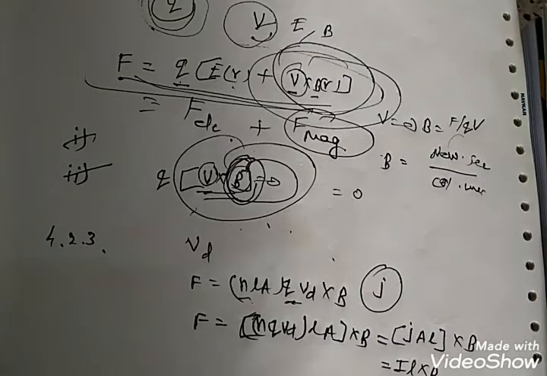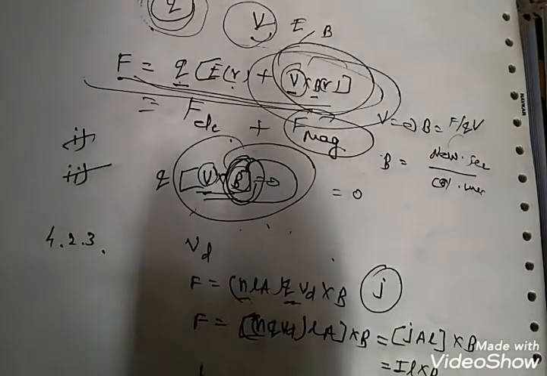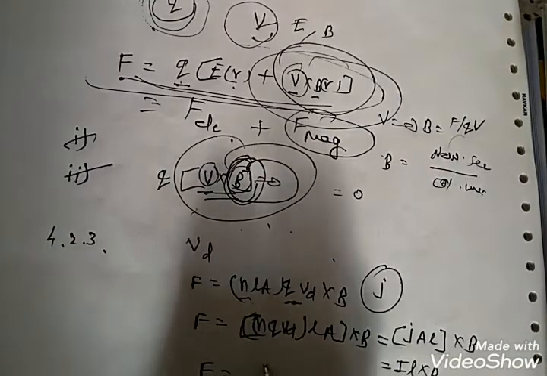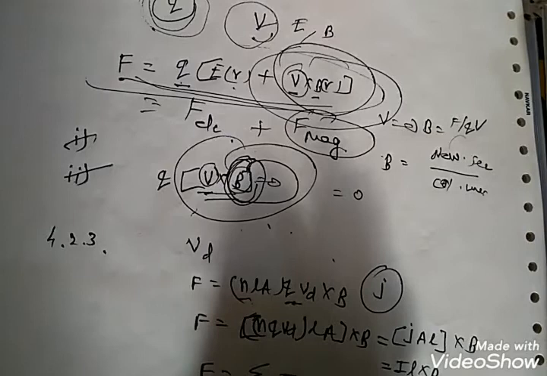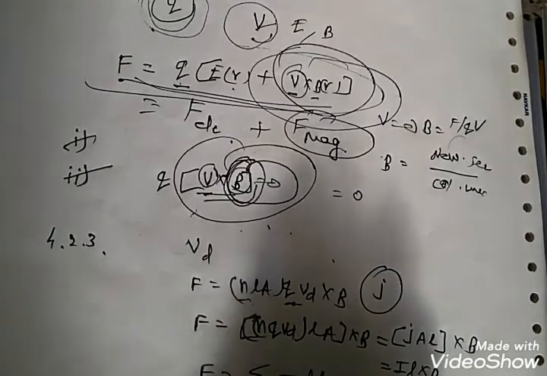Now, for the Lorentz force, we can calculate the force on a wire by considering it as a collection of linear strips and summing. So F is equal to the summation over j of I dl j cross B.